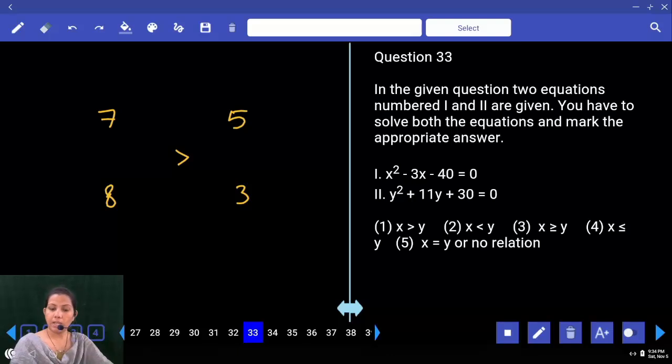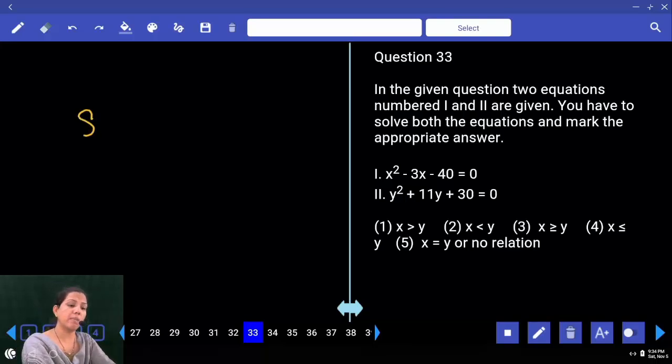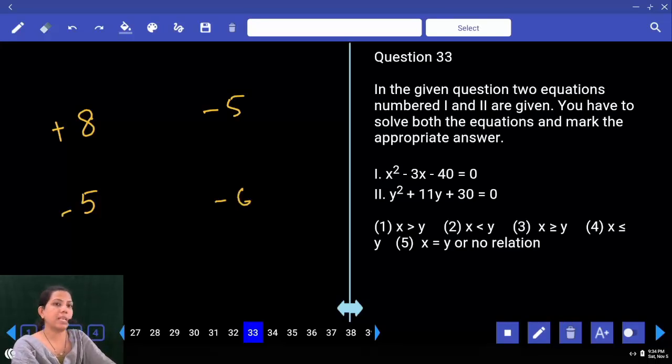Next 33, positive negative root combination. X square minus 3x minus 40. So 40 means 8 5s, and the difference of 8 and 5 is equal to 3. It is plus 8 and minus 5. Next it is minus 5 and minus 6. Plus 8 is always greater than minus 5 and minus 6. And minus 5 is equal to minus 5, and minus 5 is greater than minus 6. So answer greater than or equal to y. X greater than or equal to y.